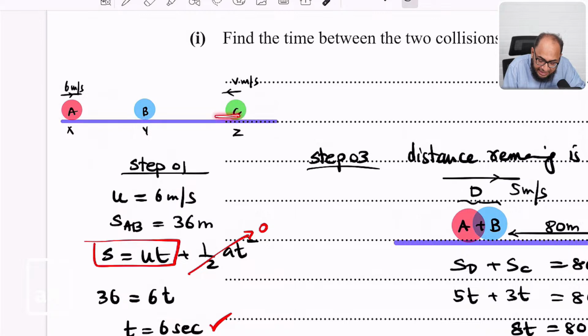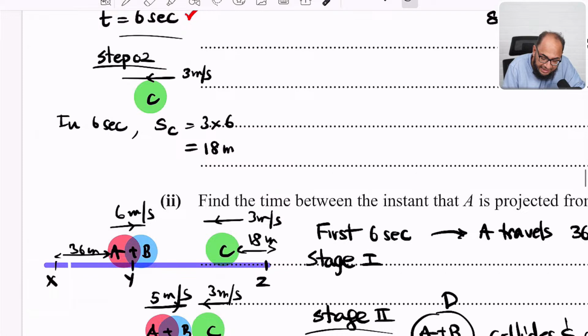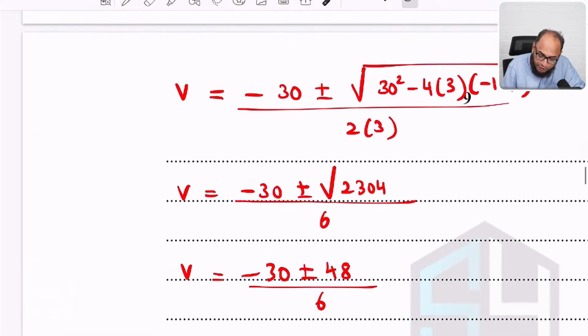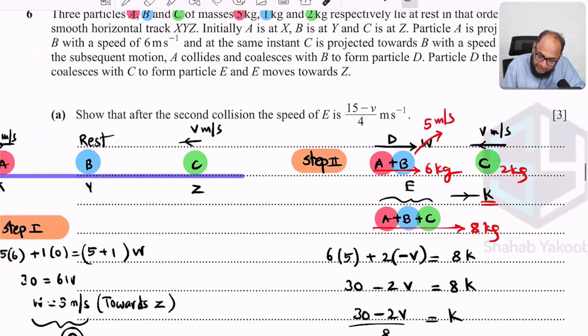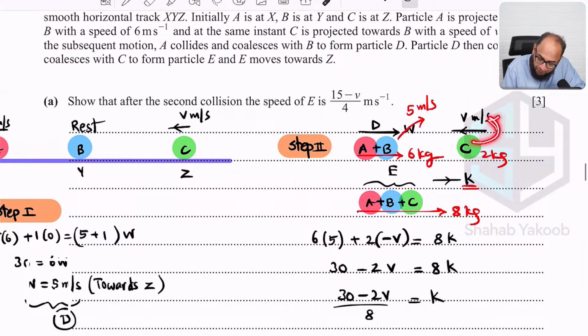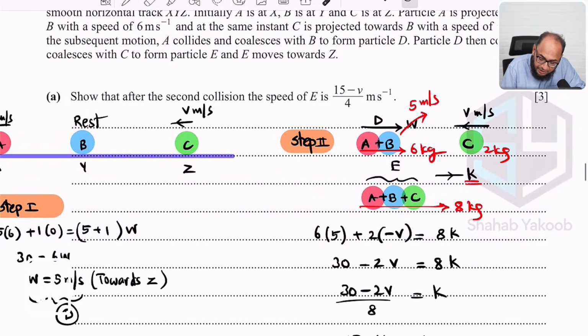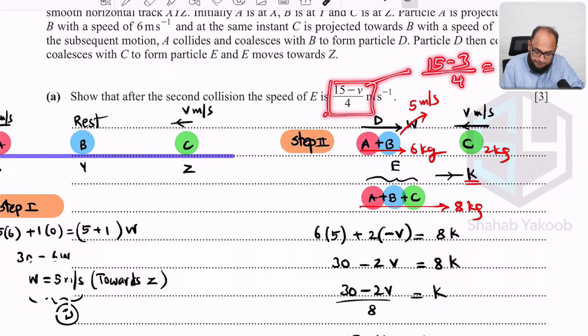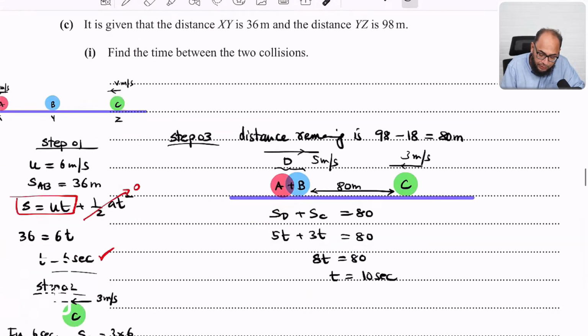Now, in these 6 seconds, what is happening to C? It is also traveling, at 3 meters per second. That was the value of V. Let me show you so that you don't get confused. C had a value of V, and from the second part it comes out to be 3 meters per second. Keep in mind the speed of E, that is (15 minus 3) over 4, which is 12 over 4, also 3 meters per second. These are the speeds we are considering.